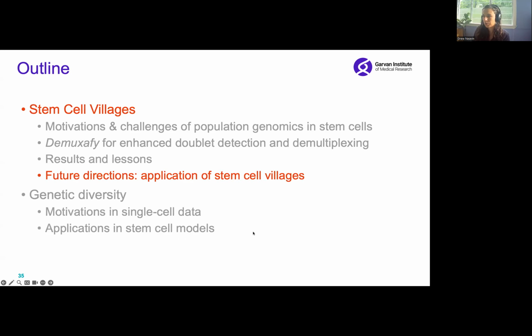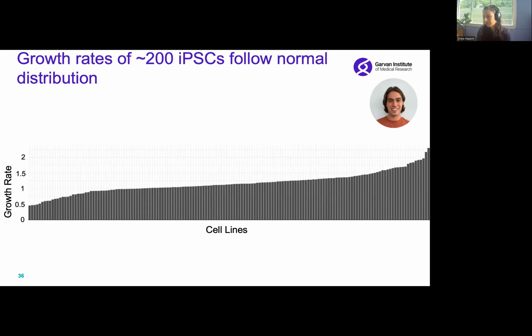And so now I'm going to talk a little bit about the future directions of STEM, how we're thinking about applying stem cell villages. So this was really picked up by a really talented graduate student who joined the group almost a year and a half ago now, Trevor Atkinson, who, when he first joined the group, agreed to assess the growth rates on all of our cell lines that we had in-house, which is about 200 iPSC lines. And so this was really a feat, and he was able to do this for all of these cell lines, which I have lined up here across the x-axis.